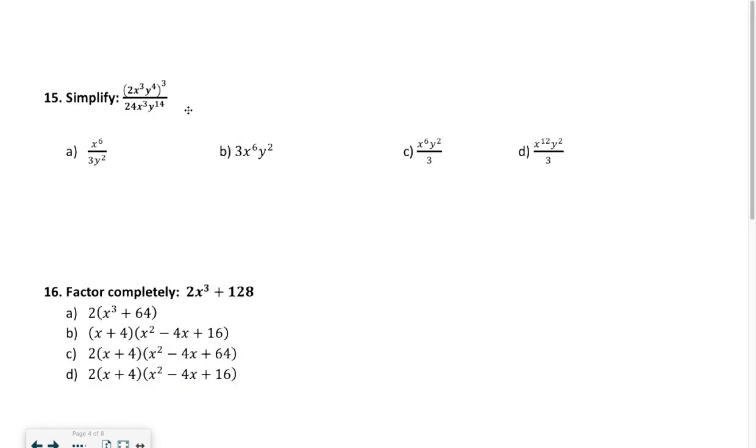The next one, we're going to cube the top first because we have to apply the exponents. 2 to the third is 8. X to the 3 raised to the 3 is x to the 9. Remember, you multiply when you raise a power to a power. Y to the 4 raised to the 3 is y to the 12.